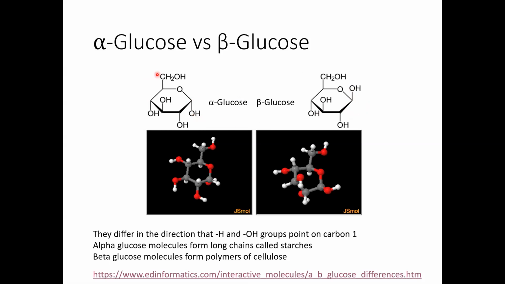When you take a bunch of these alpha glucose molecules together, you can form long chains called starches. When you take beta glucose molecules together, they will form polymers of cellulose. So starches can be easily digested by animals, whereas these beta glucose molecules, when you form those together, they form cellulose, and those make up the cell walls of plants, and most animals cannot digest them. So as you can see, this structure gives very different purposes in biology. And it's such a simple difference in the structure. Just this hydroxyl group on the bottom, this one on the top on that first carbon.